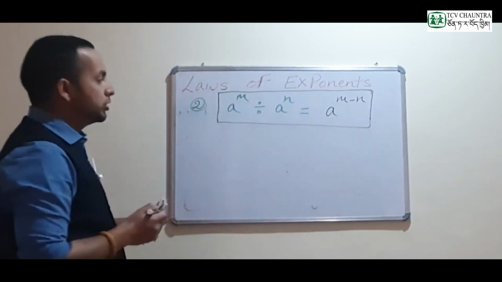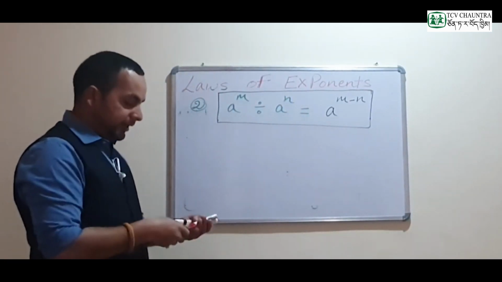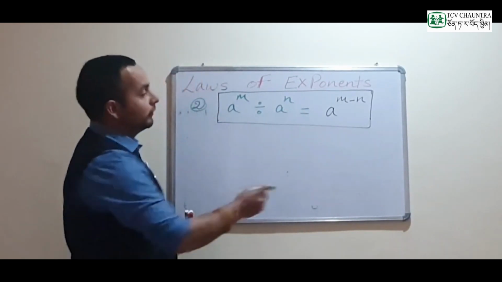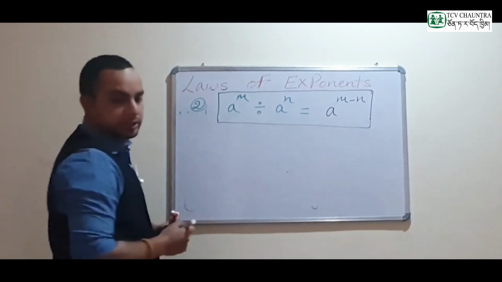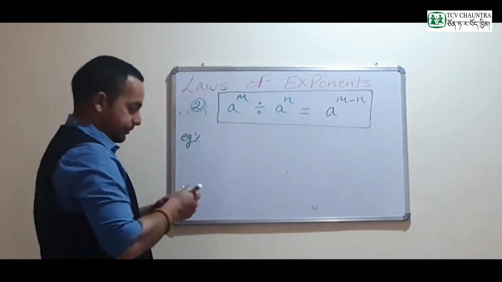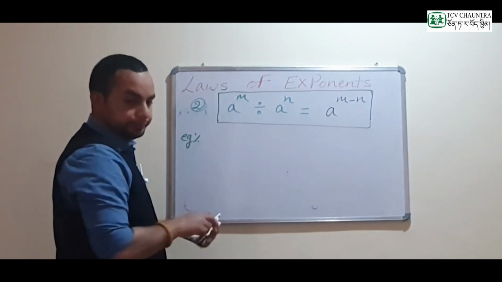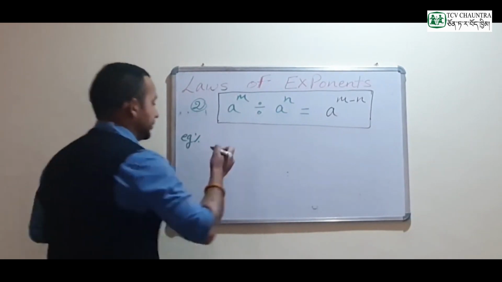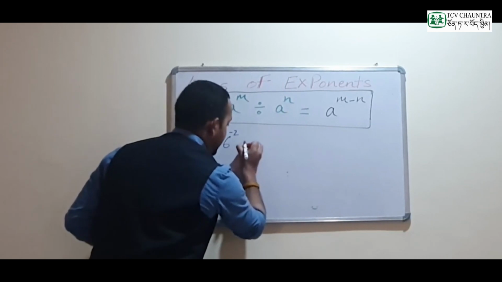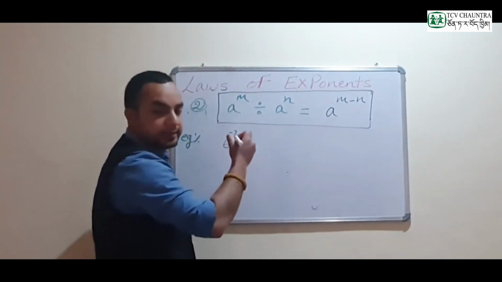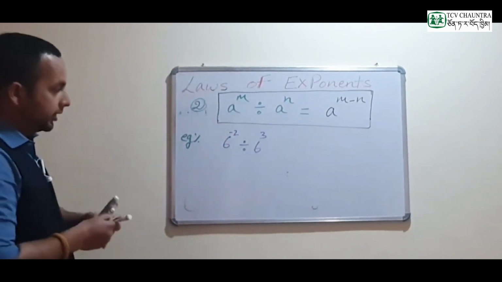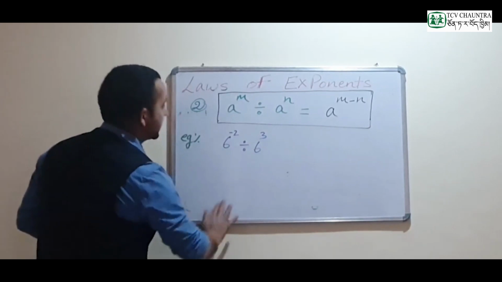Second law: a raised to the power m divided by a raised to the power n is equal to a, the base written only once, and the power should be subtracted in case of division. Now again we will take an example. Take 6 raised to the power minus 2 divided by 6 raised to the power 3. Now see, this is the form of the second law, right?